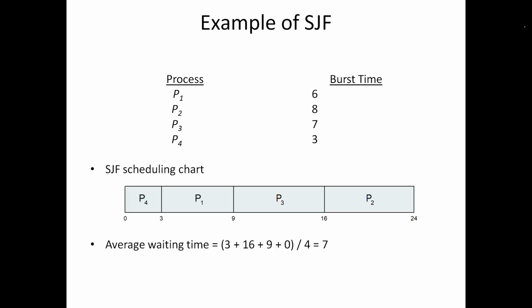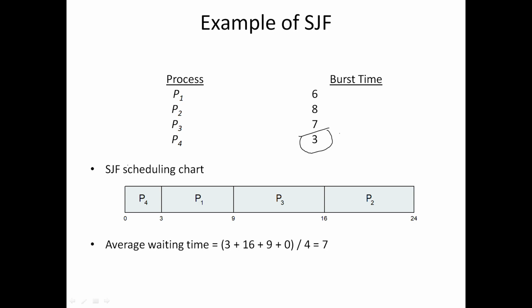Here again, I will take the example. Here we have 4 processes P1, P2, P3 and P4, and burst time for P1 is 6, P2 is 8, P3 is 7 and P4 is 3. So here the process having the shortest burst time is P4. So P4 will be executing first.